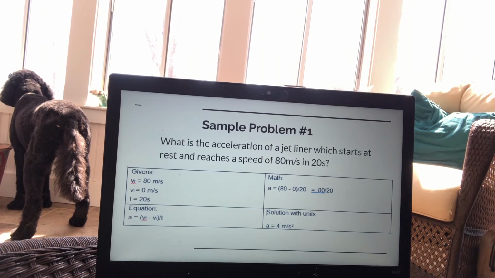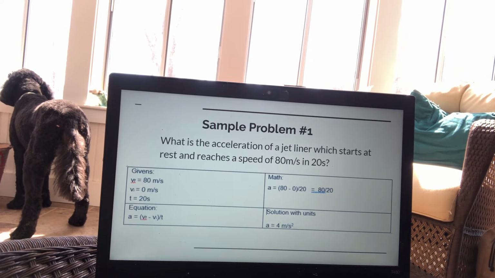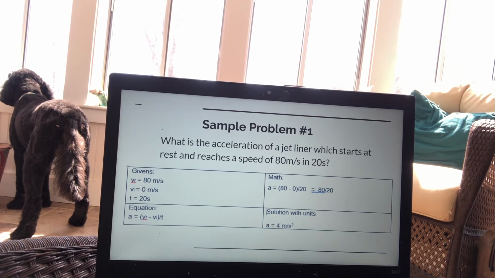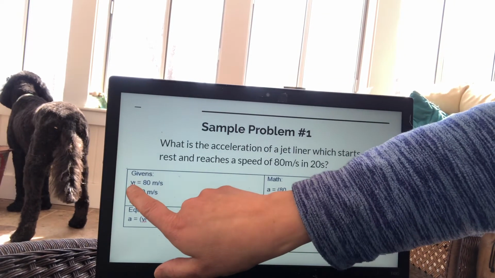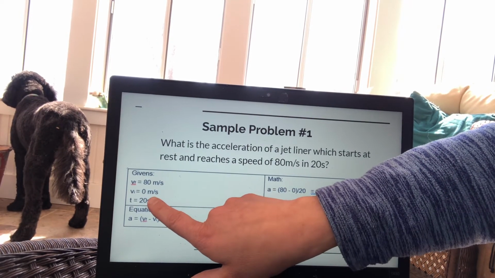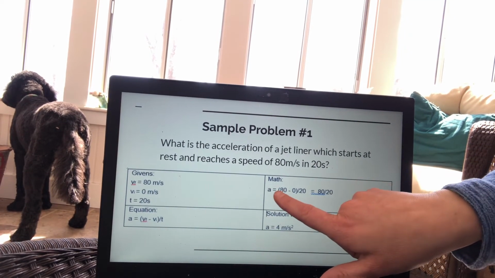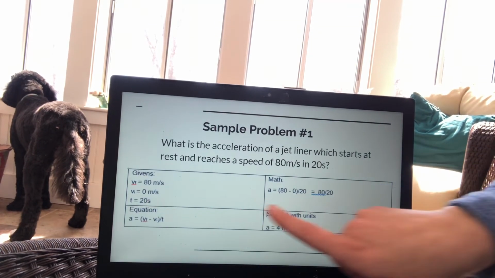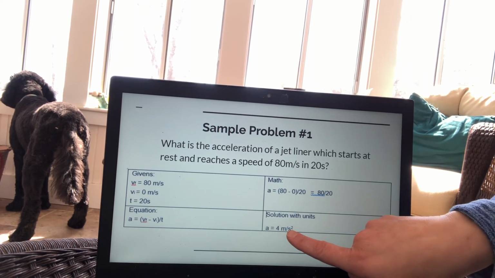Okay, so now let's do a sample problem. This is the same sample problem that is on the front page of your reading. So we're looking at the acceleration of a jetliner, which starts at rest, so it's 0 meters per second, and reaches 80 meters per second in 20 seconds. So here are our givens. The final velocity is that 80 meters per second. The initial velocity is 0 meters per second, and your time is this 20 seconds. So the math, 80 minus 0 divided by 20. So really it's 80 divided by 20, which brings you to 4 meters per second squared.